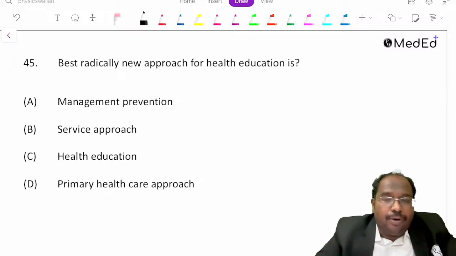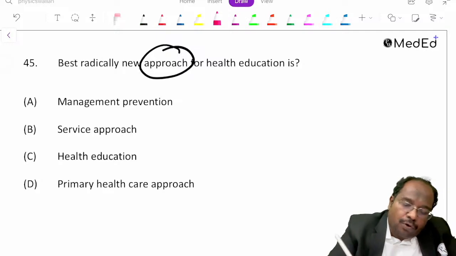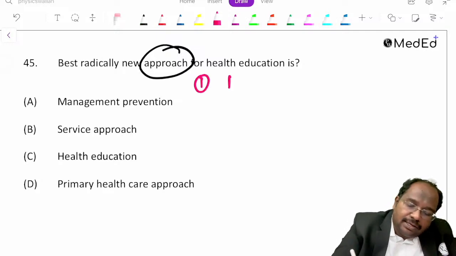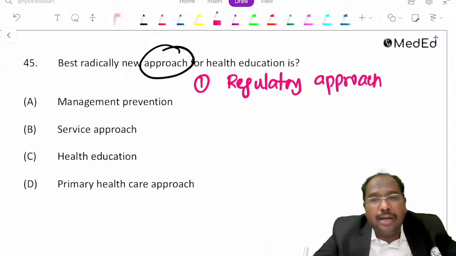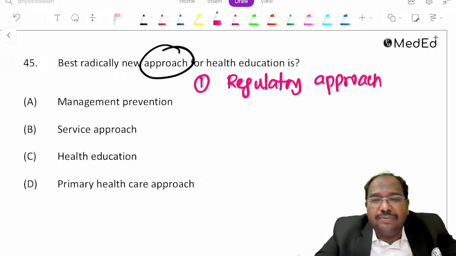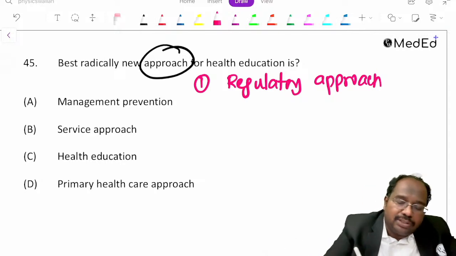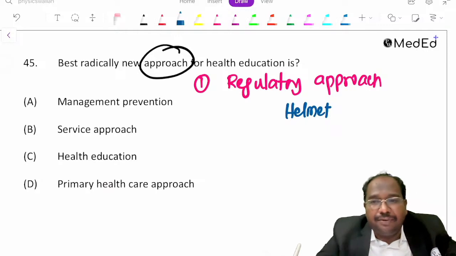Best radical new approach for health education. The question is based on approach. We have 4 approaches there. First is regulatory approach. Listen, the subject has a lot of facts and concepts. So what is the regulatory approach? Even though it's a good thing, the government is forcing us to do certain things. For example, helmet. They say that if you are not wearing a helmet or mask, we will put a fine.